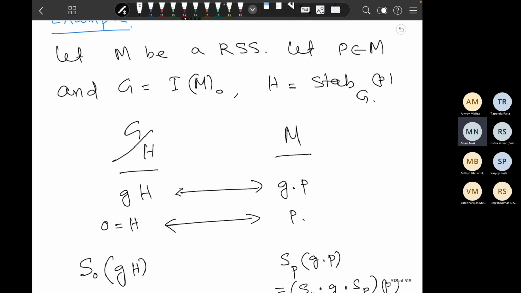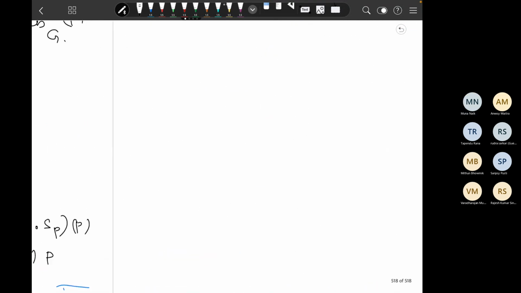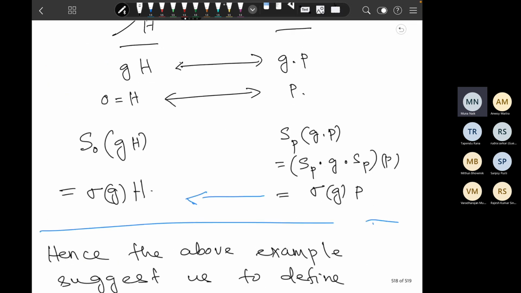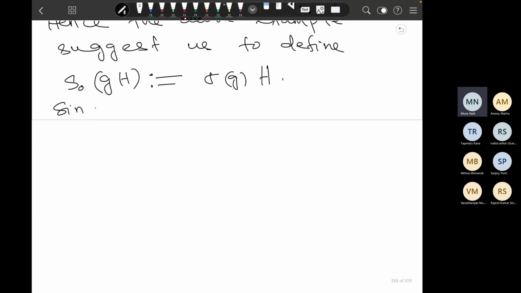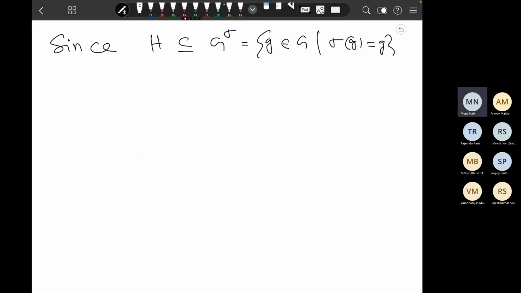So we are using this concrete case to get an idea of how to define this S_o. Hence S_o, not on G but on G/H, is defined on these cosets. So you have to see whether this is well defined or not. Now since H is contained inside G^sigma, and G^sigma is the set of g belonging to G such that sigma(g) is equal to g. Therefore, S_o is well defined.